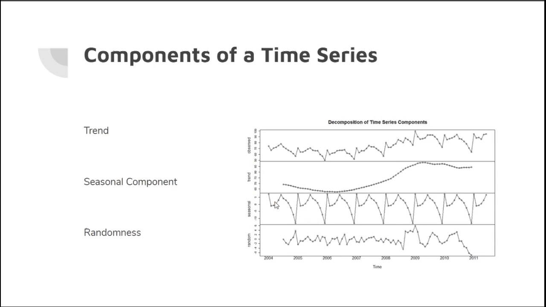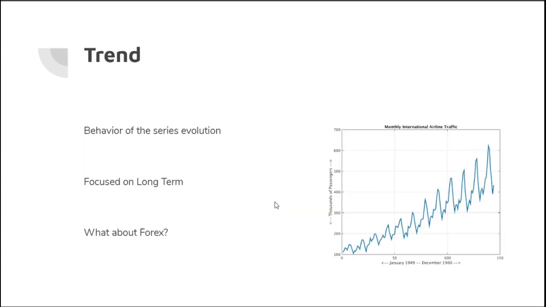So we have 4 components of a time series. Well, mainly we have one, that is the observed data, but if we perform a decomposition of this time series, we are going to get 3 components. First component will be the trend, second the seasonal component, and third, and you can't avoid this, we are going to have some randomness that doesn't fit into the trend component and neither is going to fit on the seasonal component. Okay, so we have the trend, that is the behavior of the series evolution on the long term.